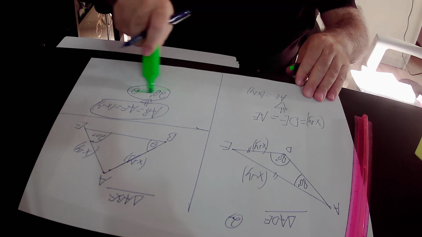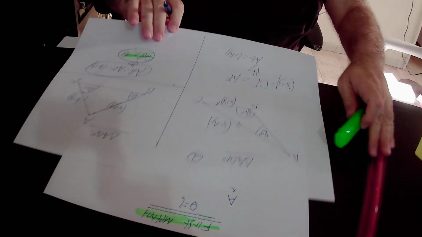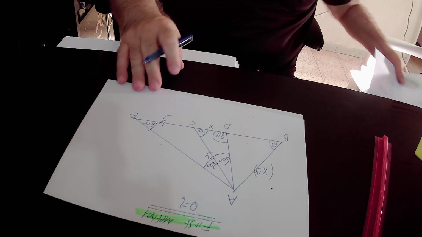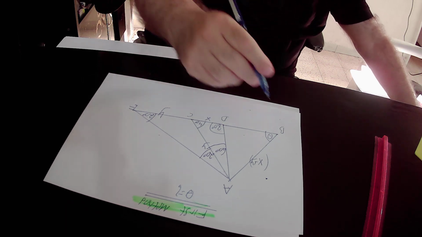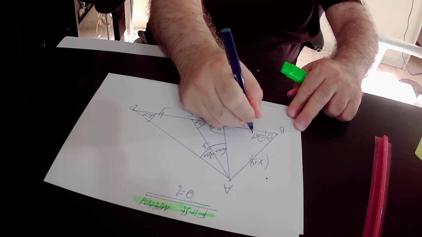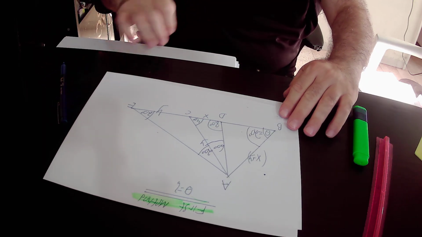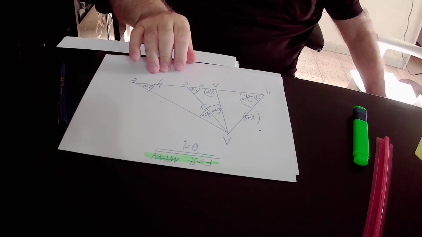We finished with the first method. Here, this angle theta equals 20 degrees. So we finished with the first method. In the next step, I'll present to you the second method.